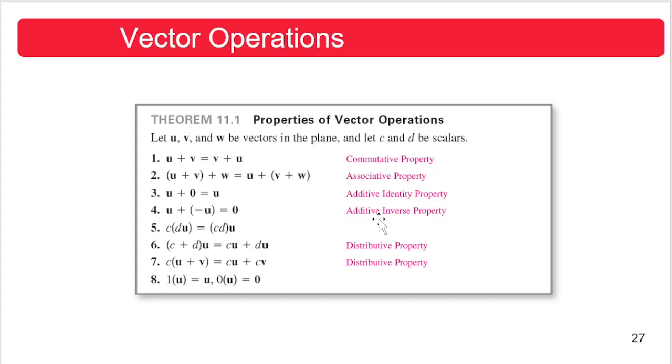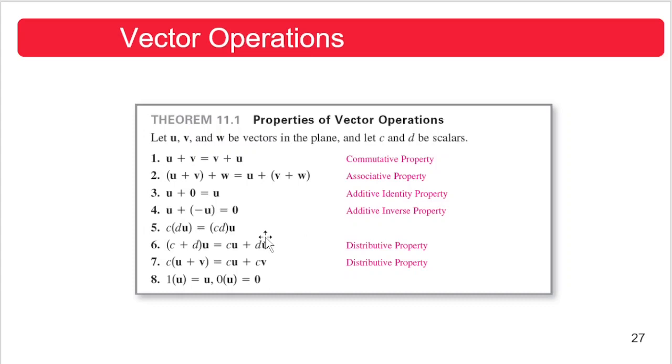Next property is the additive inverse property, that for every vector U in the vector space, there always exists a negative vector U, that when added to vector U, the sum is the zero vector. So negative U is called the additive inverse element.